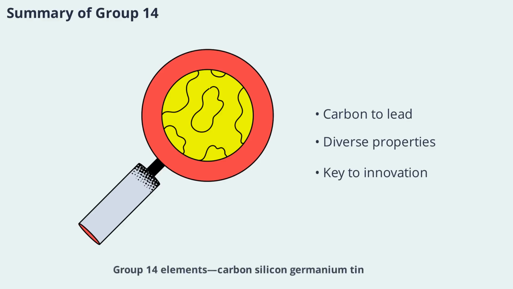Group 14 elements, carbon, silicon, germanium, tin, and lead, showcase a wide range of properties from nonmetals to metals. Their ability to form diverse compounds underpins organic chemistry, electronics, and materials science. Mastery of Group 14 chemistry is crucial for innovation in many industries.